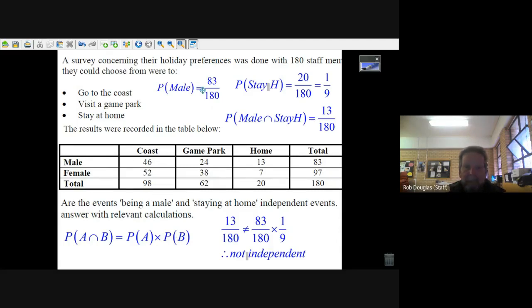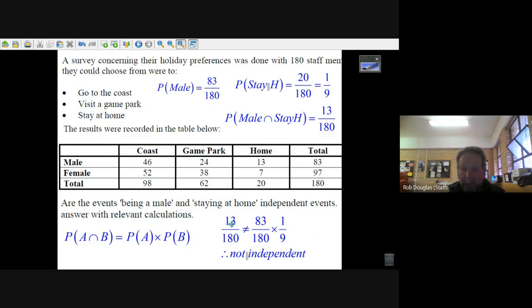Okay, the probability of being male, well, that's 83 over 180. We've done that. The probability of staying at home, well, that's easy to figure out. It's 20 out of 180. It's 1 over 9. Well, if they're independent, all we have to do is take those two fractions and multiply them together, the probability of the two separate events, and see if it equals the probability of their intersection. The intersection is the probability of being male and staying at home. Well, that's in the contingency table. Look, 13 people wanted to stay at home and are male. That's an intersection here out of 180.